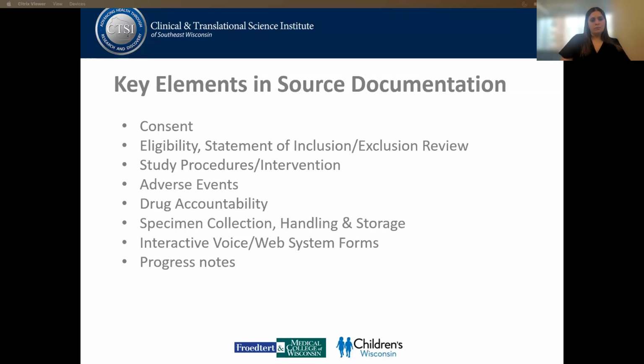So, key elements in source documentation. The things that you really need to make sure that you're collecting: things like consent, your eligibility, all your procedures, your study drug, your intervention, any adverse events, your drug accountability. All of this is the main points that you're going to want to collect on source documentation.